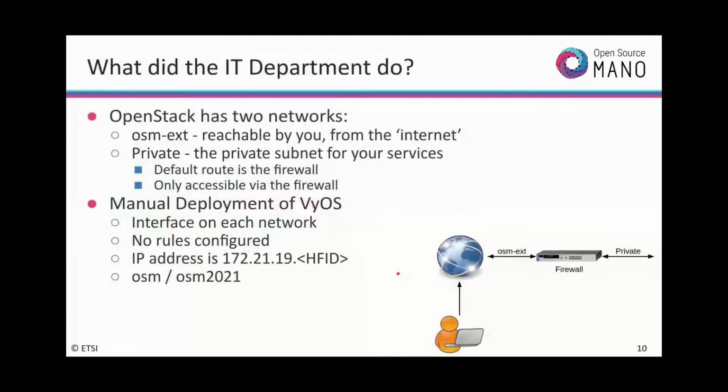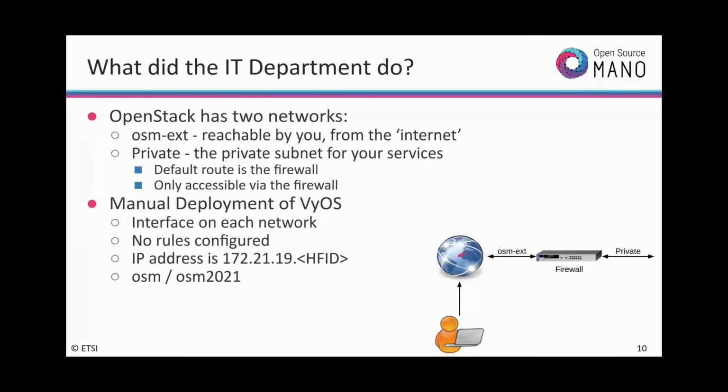So, for your firewall, what did the IT department do? We have two networks that exist inside of your OpenStack instance right now. So when you log into OpenStack, you're going to find a network called OSM External, and you're going to find another network called Private. The private network is not going to be accessible from the outside. This is something that is internal to OSM, and there are no routes at all to it. The only route that it has is through the firewall.